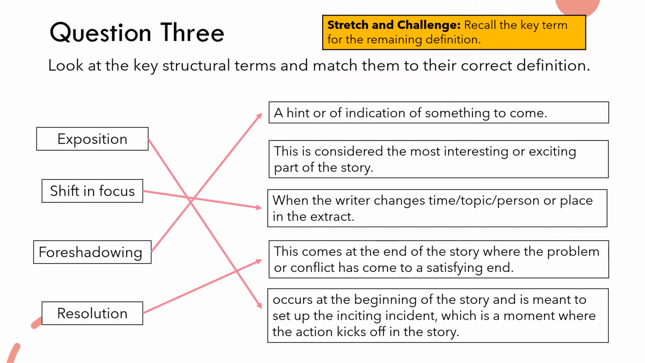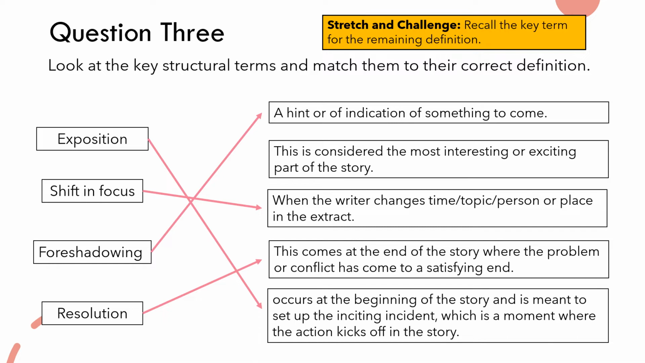If it hasn't come to a satisfying end, if it hasn't been resolved, whatever problem they might be dealing with in the story or the extract, then it will be considered a cliffhanger. So a cliffhanger is where we are left asking a few extra questions and are still a little bit unsure about what's fully happened to the characters or the people within the actual story.